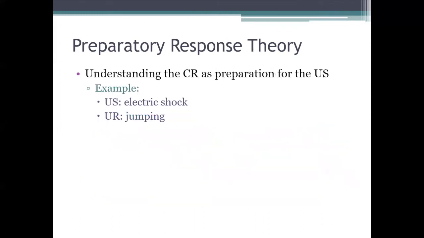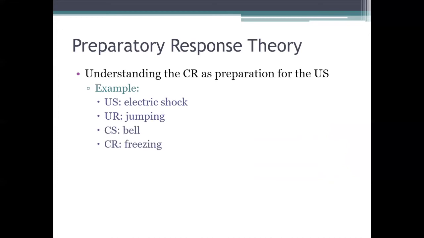For example, if you present a rat with an electric shock to its feet, if you briefly electrify the floor of the rat's cage, then that rat will jump. So foot shock is an unconditioned stimulus that elicits jumping as an unconditioned response. The rat doesn't have to learn to react like that to the foot shock, right? It does that naturally, it does that reflexively. So in this example, foot shock is the US and jumping is the UR.